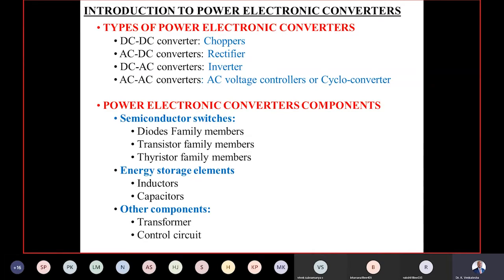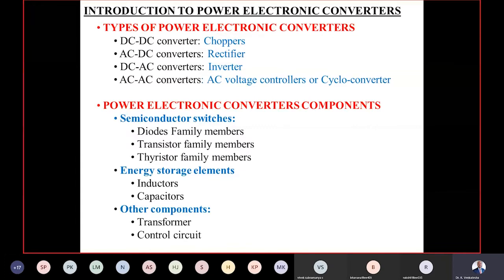Then what are the components of this power electronic converter? There are 3 categories. First category is semiconductor switches or solid state switches. Under that there are 3 family members. We can have diode family members, maybe a conventional diode, a power diode, varactor, some different types of diodes, Schottky diode. Then transistor family members, 3 important ones: BJT, bipolar junction transistor, MOSFET, metal oxide semiconductor field effect transistor, and IGBT, insulated gate bipolar transistor. These are the family members of transistor. How do you compare diode with the transistor? Diode has got 2 layers, 1 junction. Transistor, 3 layers, 2 junctions.